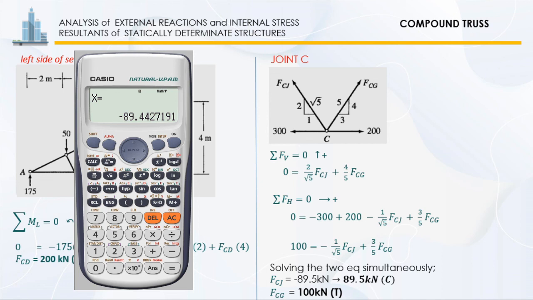Dahil negative yung nakuha natin, ibig sabihin, yung assumption natin kanina na tension siya, dapat siya ay in compression. Next naman, yung FCG. Ang kailangan lang natin gawin ay i-click lang ulit yung equals. So, for FCG, we have 100 kilonewton. Since positive siya, tama yung assumption natin na siya ay in tension.